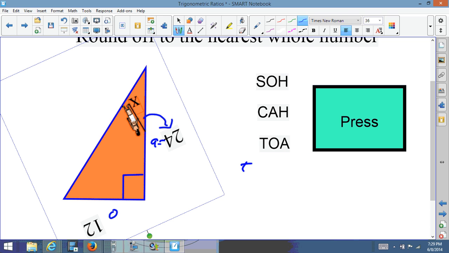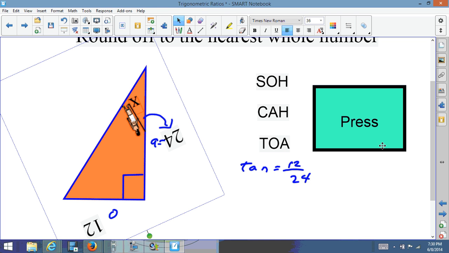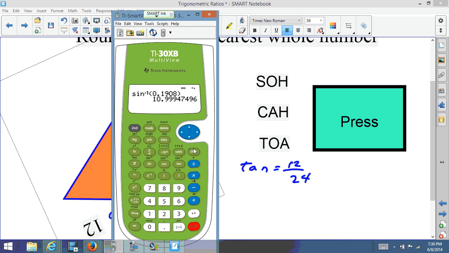So I would use tan, which would be 12 over 24. So 12 over 24. So now I've got to get my calculator one more time. So let's get the calculator. Let's clear this. All right, here we go.